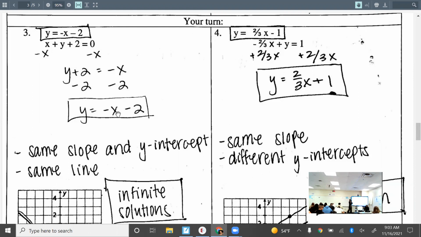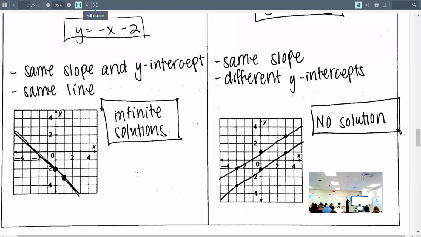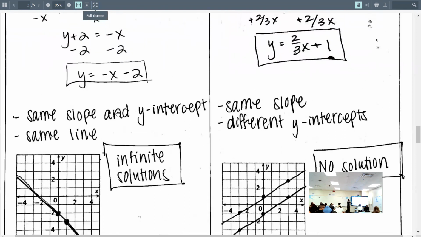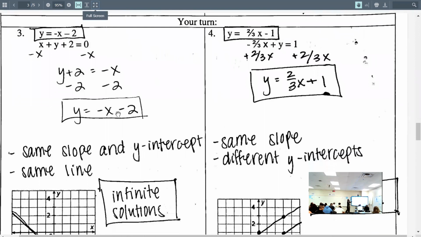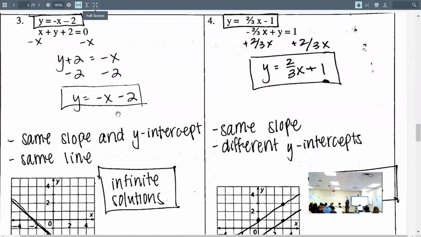Number 4, you had how many solutions? 0 solutions, no solutions, because when you graph them, they are parallel lines. Same slope, different y-intercepts. And you can probably just see it from the equation, which is great. That can save you some time on the test. But if it does say to graph it, then make sure you go through the steps of graphing it. Questions there?